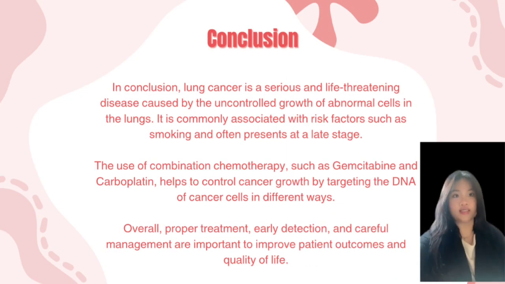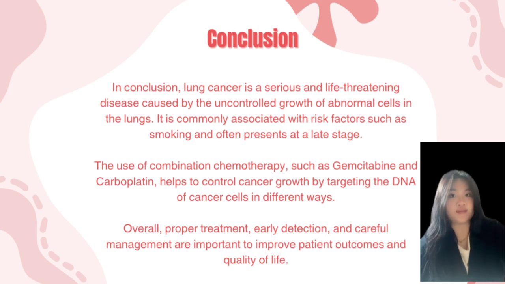So the conclusion is, lung cancer is a serious and life-threatening disease caused by the uncontrolled growth of abnormal cells in the lung. It is commonly associated with risk factors such as smoking and often presents at a late stage. The use of combination chemotherapy such as gemcitabine and carboplatin helps to control the cancer growth by targeting the DNA of the cell in different ways. Overall, proper treatment, early detection, and proper management are very important to improve patient outcomes and quality of life. Thank you.